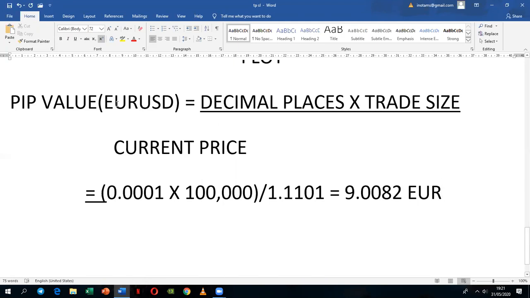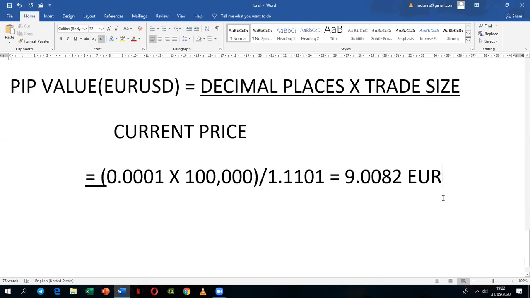So the peak value for the euro USD, the whole currency pair, is 9.0082 euros. Okay, but we need to convert it back to USD. For some reason, the USD is the strongest currency pair, so we like to have these values in terms of the USD. It is just a rule of thumb.